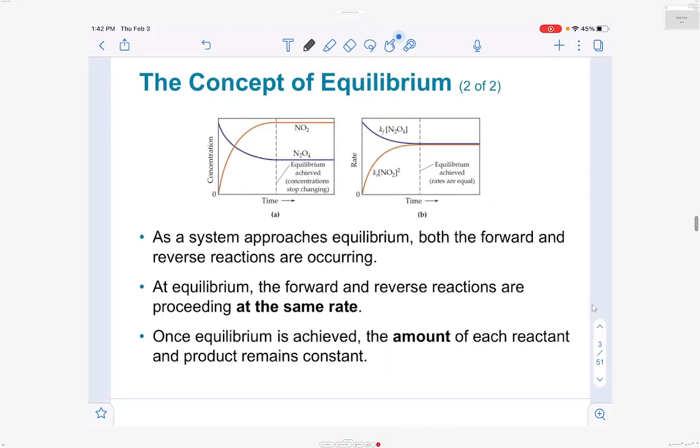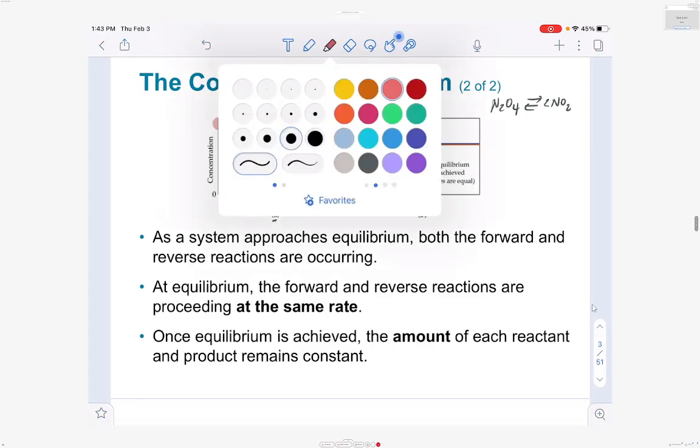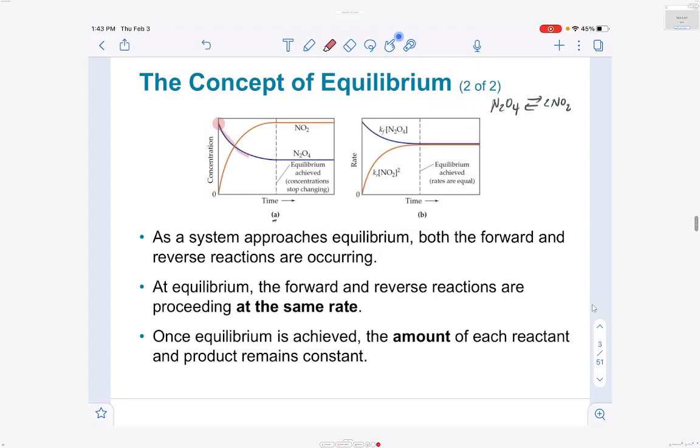Okay. So here's a diagram showing the concentration of dinitrogen tetroxide and nitrogen dioxide over time during the reaction. Okay, let's focus on diagram A. Diagram A is showing the initial concentration of dinitrogen tetroxide, N2O4, being higher. It starts at a higher concentration and it decreases as the NO2 is generated.